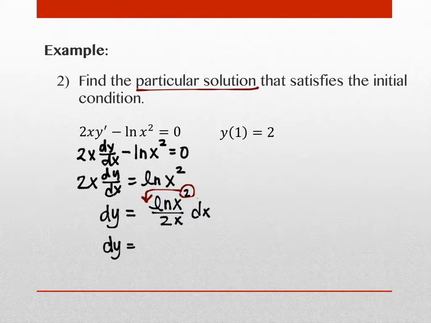The 2 comes down, right? So we end up with the natural log of x over x. The 2 comes down, cancels with the 2 in the denominator. I end up with ln x over x dx.